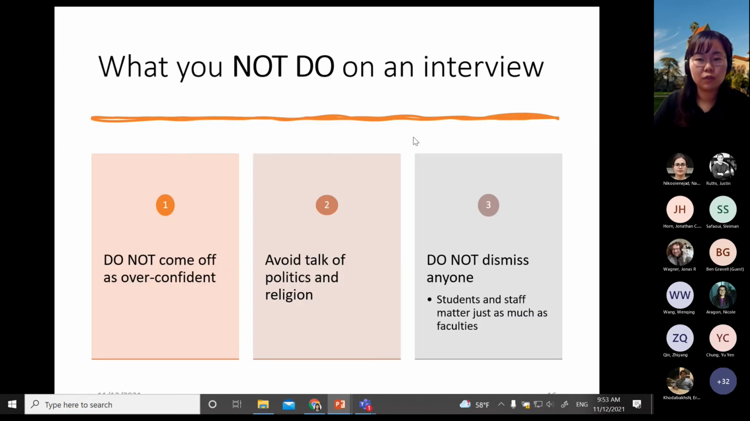What you do not do in an interview is come off as overconfident, like I just said, and avoid talk of politics and religion. And third, do not dismiss anyone. The students and staff are just as important as faculty. They evaluate you during the interview and they provide feedback as well.